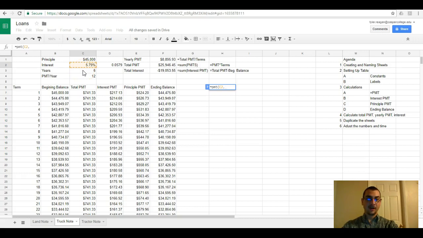So the terms is how many checks you're going to write on that truck. And we said that number of terms is going to be 6 times 12, or 72 terms. You're going to write a check for that truck every single month for 6 years. Do the math, that's 72 times you write that check. Whenever you talk about the number of periods or the terms in notes, it is how many times you will make a payment on that vehicle or on that note. In this case, it's 72.